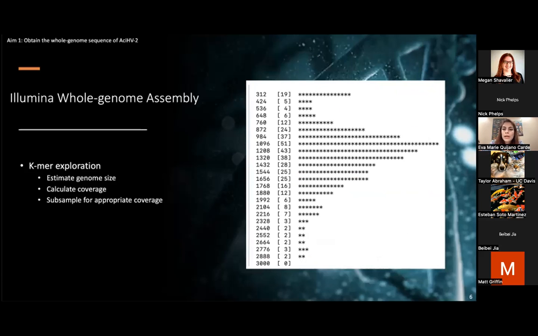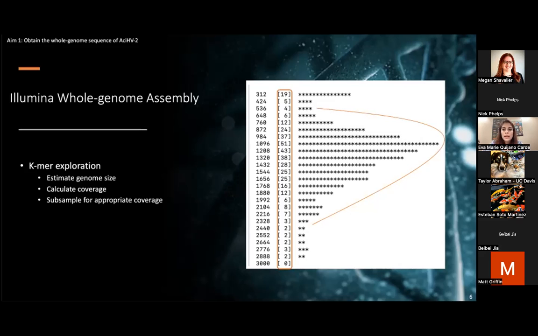And this is what k-mer exploration looks like. Your genome of interest will form this bell curve right here when you sort the k-mers, and then you can use the second column to estimate genome size. With the estimated genome size, we calculated coverage, which speaks to the number of reads that align to a reference sequence. In general, the higher the coverage, the higher the confidence with which you can determine each base.